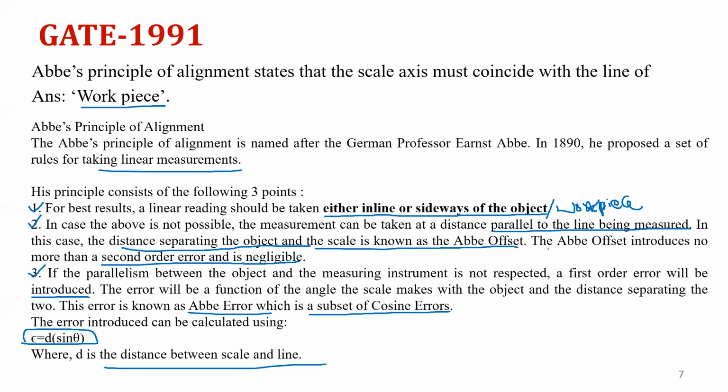The first choice is linear readings should be taken either in line with the workpiece or sideways of the workpiece. So it should be in line with the workpiece. So the correct answer is in line with the workpiece.